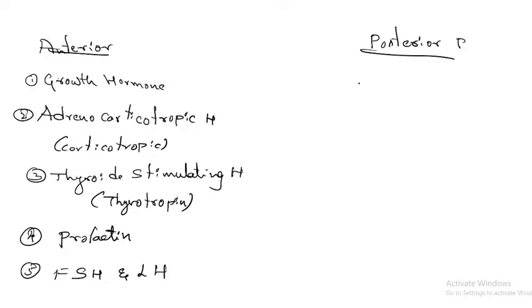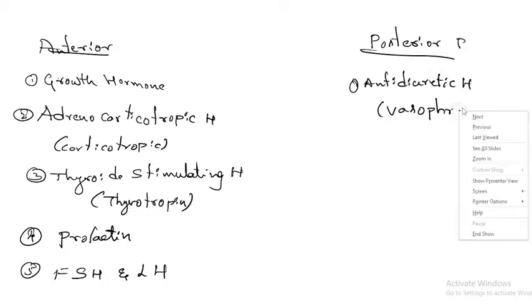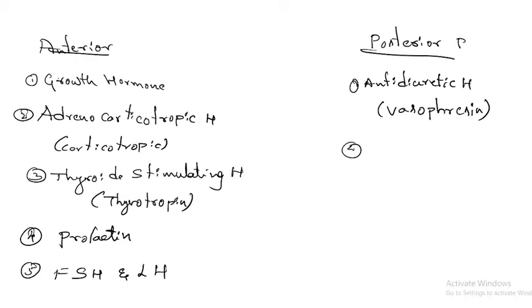The posterior pituitary secretes the antidiuretic hormone, also called vasopressin, and oxytocin.